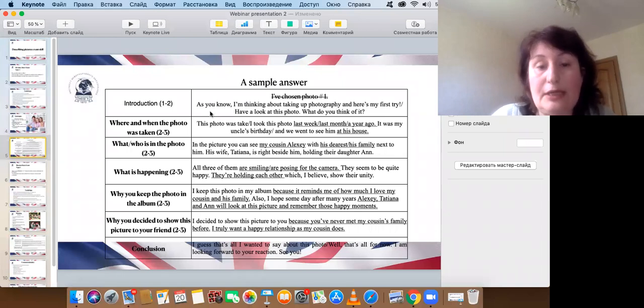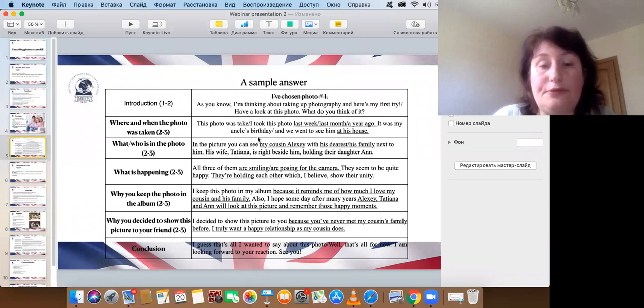So, introduction. As you know, I'm thinking about taking up photography, and here is my first try. Or my favorite sentences are, have a look at this photo, what do you think of it? So the sentence about why I've chosen photo number 1, you can't get points for this sentence. That's why I decided to show it to you, but delete it. Then the next step is to say 2 or 3 sentences about where and when the photo was taken.